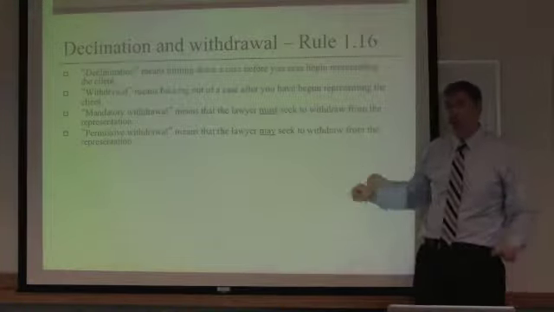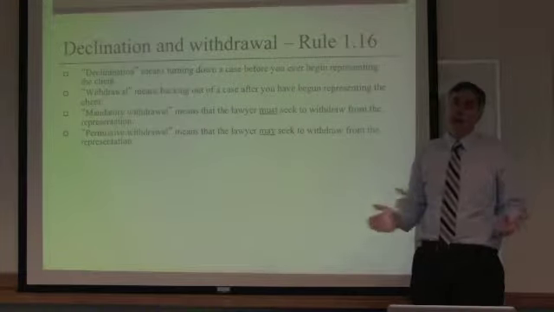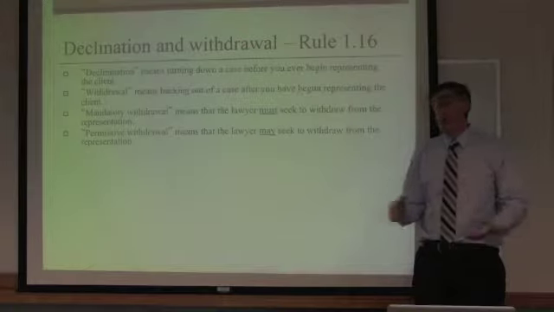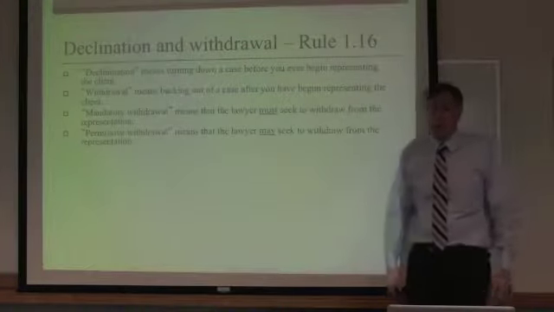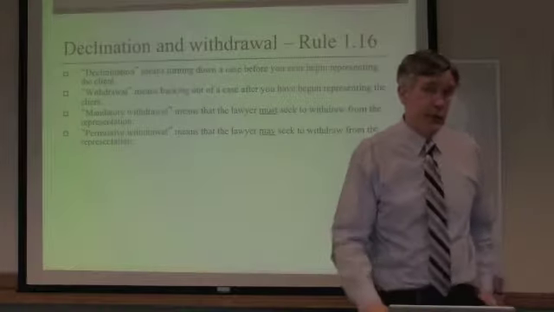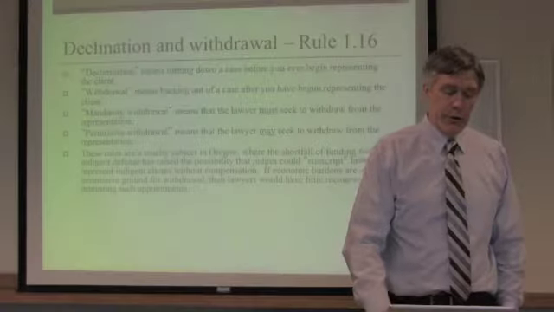Permissive withdrawal means a lawyer may, but is not required to, seek to get off the case, just like permissive disclosure under Rule 1.6(b) was an option, but not a requirement. And once again, the judge has discretion to decline to let the lawyer withdraw.